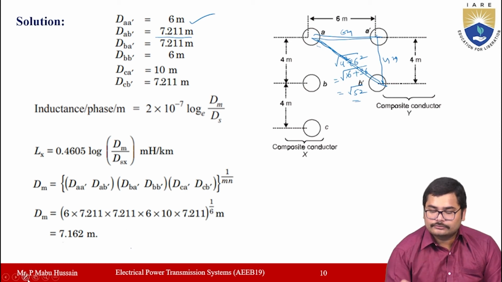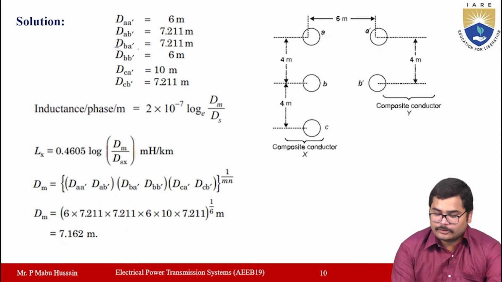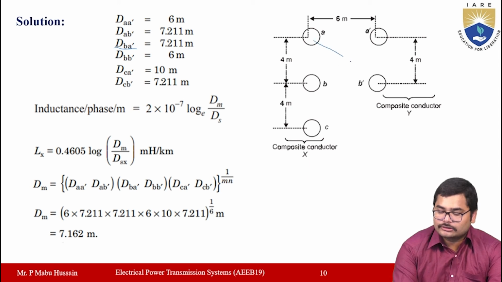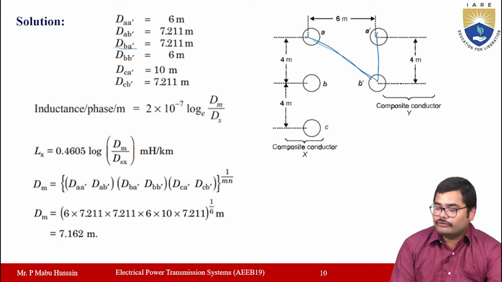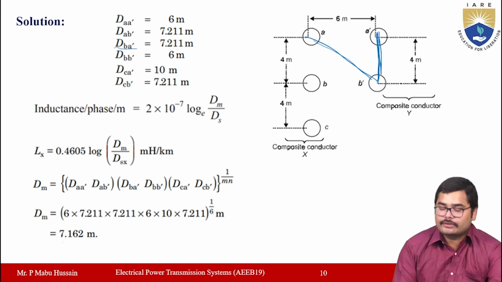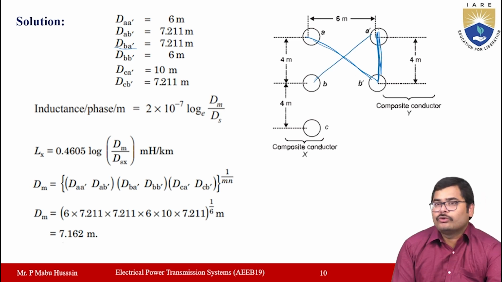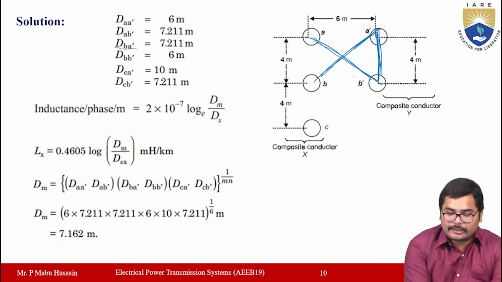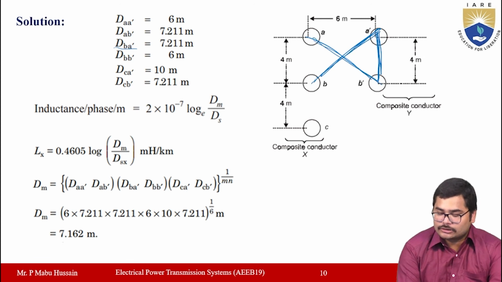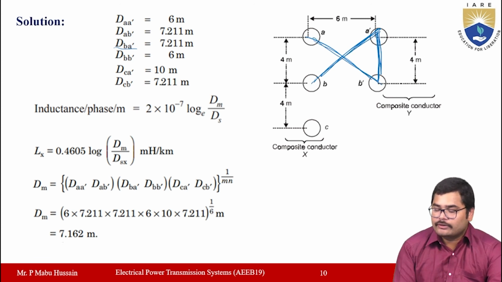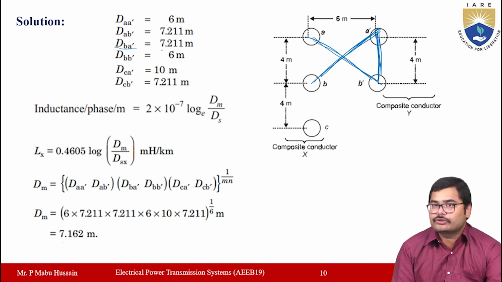Then DBA dash, so AB dash and BA dash, if you calculate both distances you will get the same, which is 7.211 meters again. And if you calculate the distance from B to B dash, this distance, it is again 6 meters only.